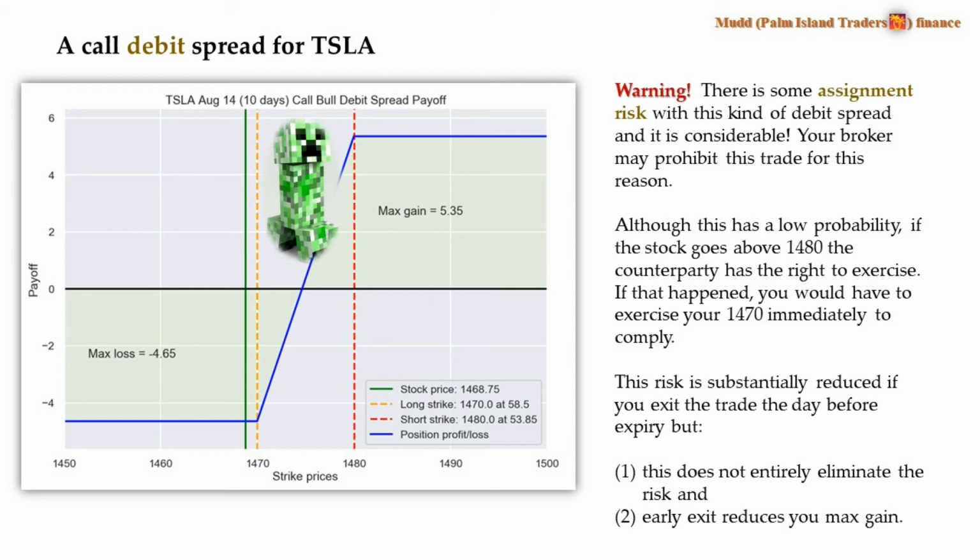There is some assignment risk with this kind of debit spread, and it's considerable because of the high price of the trade. Normally, you would go into this trade with a spread bet. In other words, you wouldn't necessarily exercise this one leg at a time because you couldn't afford to do it. So in accordance with the instructions provided by your broker, you would submit a spread bet.